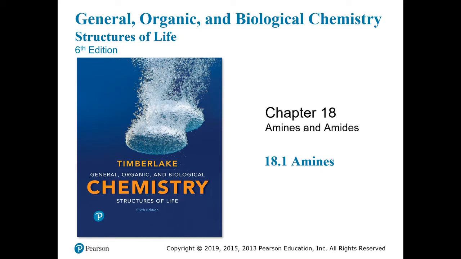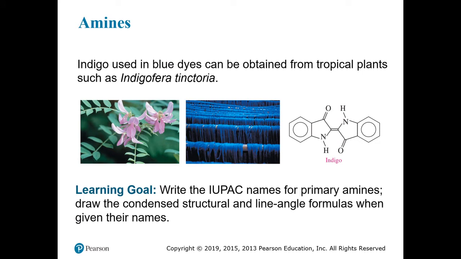Chapter 18 is amines and amides, but we're only going to focus on section 1, which is amines. Amines are organic compounds that contain nitrogen, and many amines are found in dyes that are extracted from natural sources like tropical plants, including the indigo dye that's obtained from Indigofera tinctoria. In this section, we're going to learn to write the IUPAC names for just primary amines and then draw the condensed structural and line angle formulas when given their names.